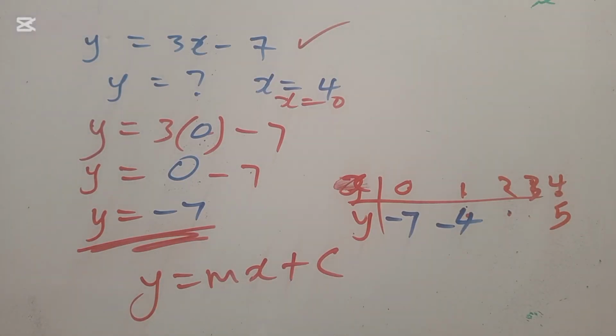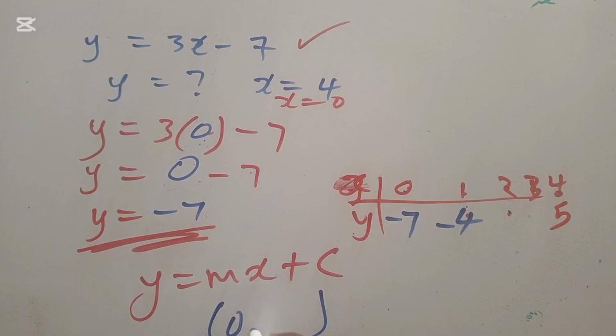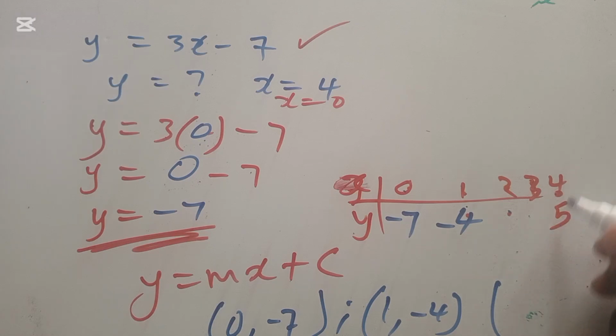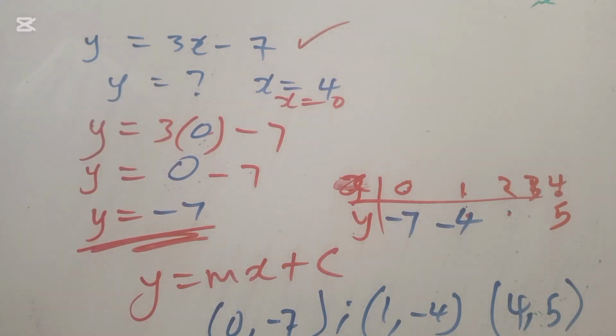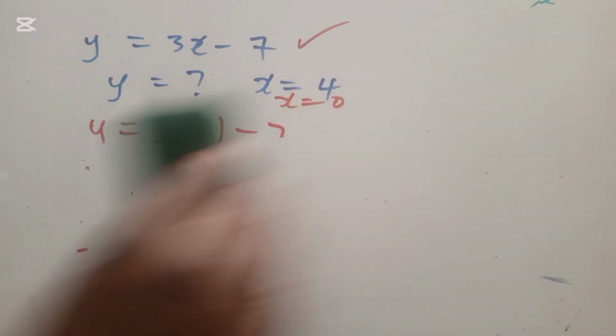So on the topic of the equation of a straight line, and I do not want to digress so much, you are given coordinates. So you have 0 and negative 7, the value of y. The straight line also passes through the point 1 and negative 4. And it also passes through the point 4 and 5. I thought this is important before we proceed. However, this is how you are supposed to handle it.